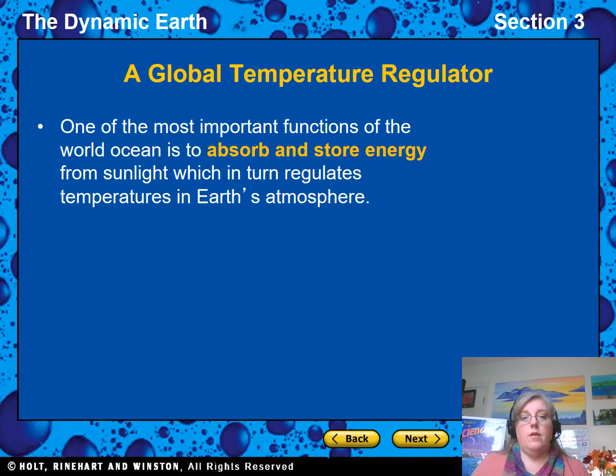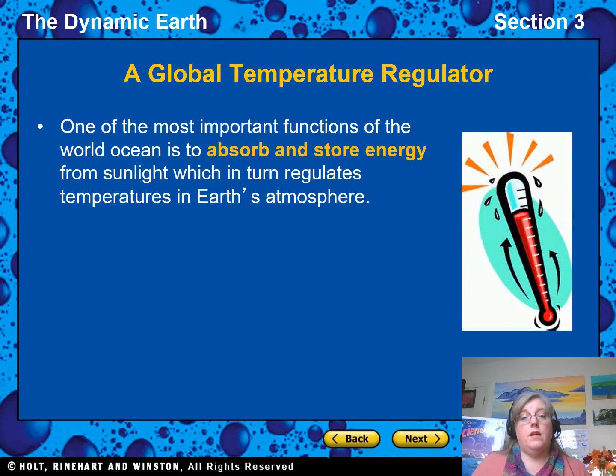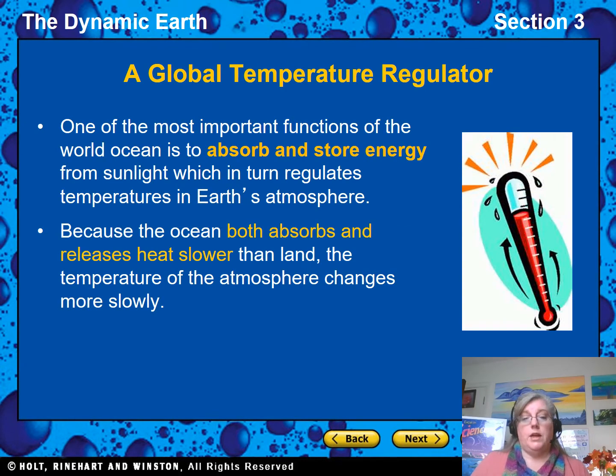Now, again, we said a minute ago that the ocean is going to be a global temperature regulator. Do I have another click?